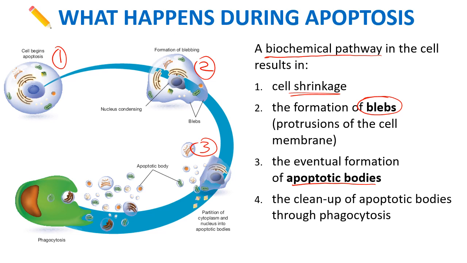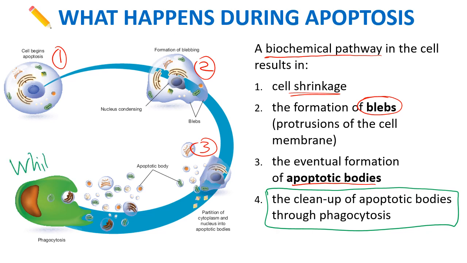But the final stage after apoptosis is all those little bodies need to be cleaned up so they don't break apart and cause any extra damage. And it's the job of some really important white blood cells called phagocytes.